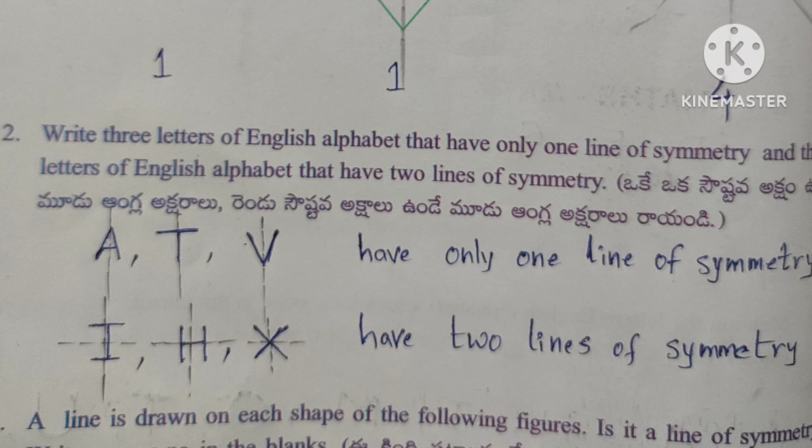Question number 2. Write 3 letters of the English alphabet that have only one line of symmetry and 3 letters of the English alphabet that have 2 lines of symmetry. Letters A, T and V have only one line of symmetry, and letters I, H and X have 2 lines of symmetry.